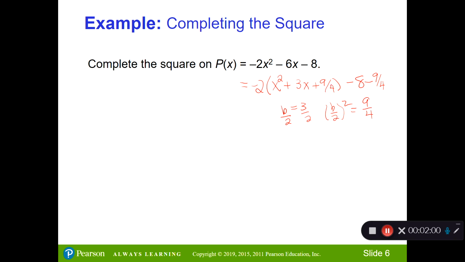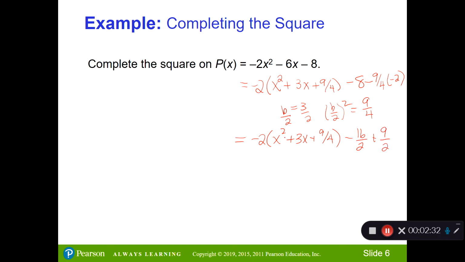This -2 is going to multiply that 9/4, so this one also needs to be multiplied by a -2 to keep the equation balanced. So now this would be -2 times x squared plus 3x plus 9/4, minus 8, which is 16 over 2, that's 8. And then minus and minus is a plus. 2 times 9 would be 18 over 4, or 9 halves.